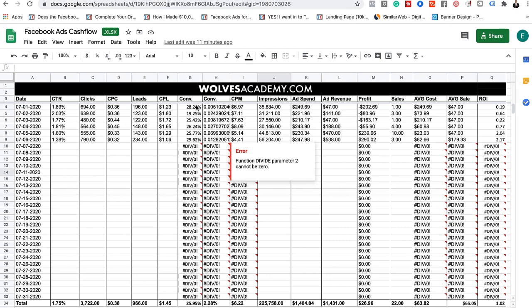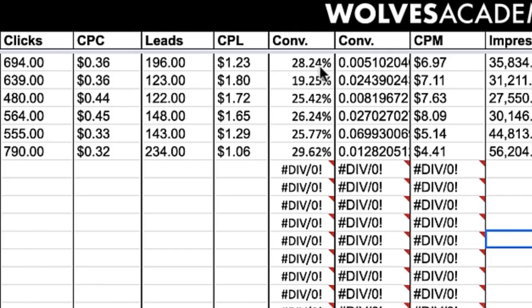Additionally, if you guys look at conversion value, and I track all my conversions, my conversion rate was 28%, and then it went down to 19%, 25, 26, 25. Yesterday it was 29%, so almost a 30% conversion rate.